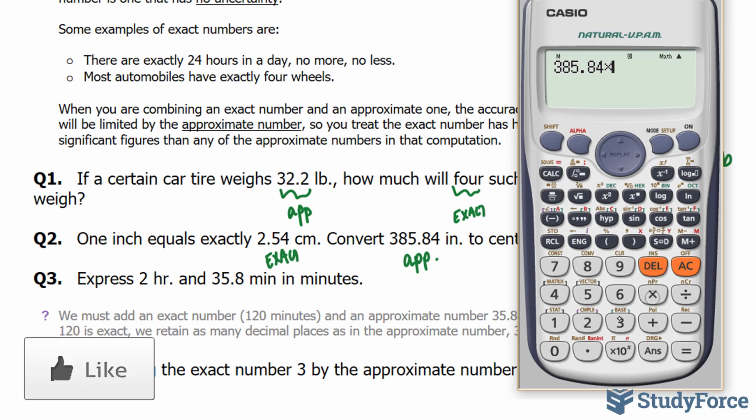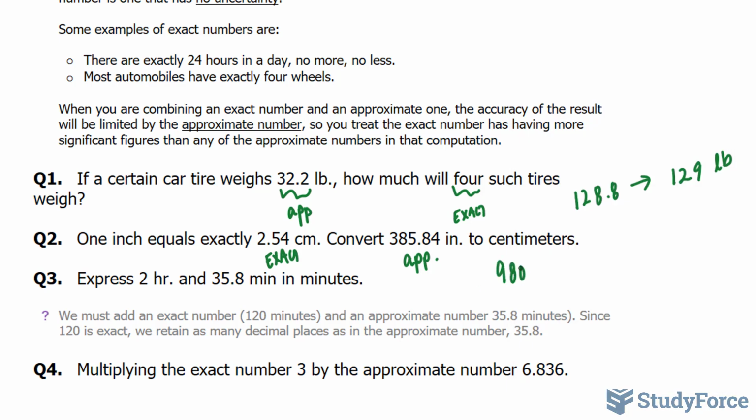385.84 times 2.54, and we end up with 980.0336 centimeters. Now, we have to have 5 significant figures. This 3 and 6 will be truncated. Now, of course, this 3 is less than 5, so we don't round. This right here is our final answer in centimeters.